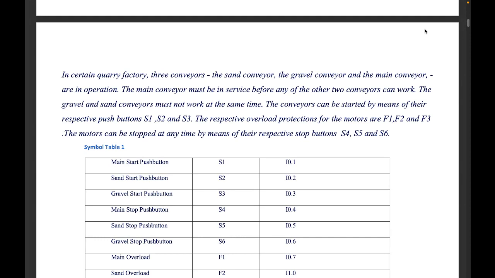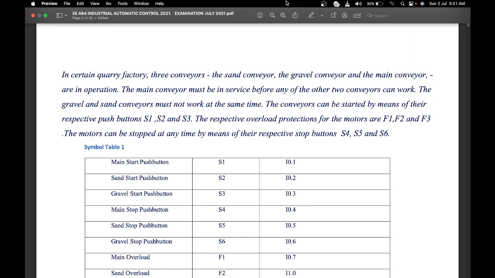Okay. So in a certain factory, 3 conveyors, the sand conveyor, the gravel conveyor, and the main conveyor are in operation. So these are the conditions for the operation of the factory. The first is that the main conveyor must be in service before any other 2 conveyors can work. Number 2, the gravel and sand conveyors must not work at the same time.